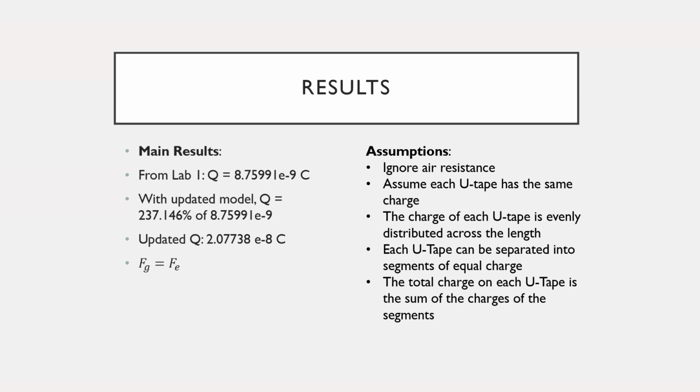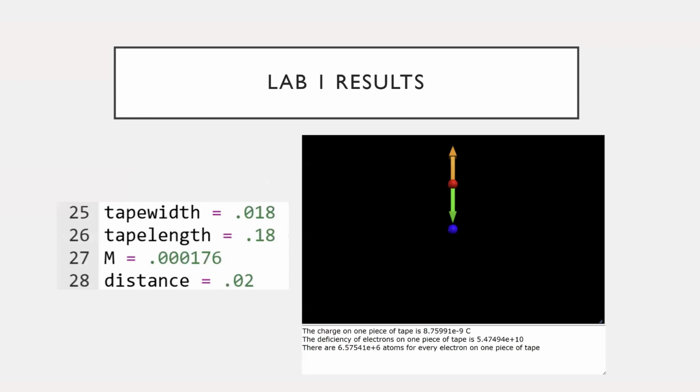We're ignoring air resistance, assuming each U-tape has the same charge. We're assuming the charges on each U-tape are evenly distributed, that each tape can be separated into segments of equal charge, and the total charge on each U-tape is the sum of the charges of the segments. And here are the results of the last lab with the gravitational force and electric force canceling out.